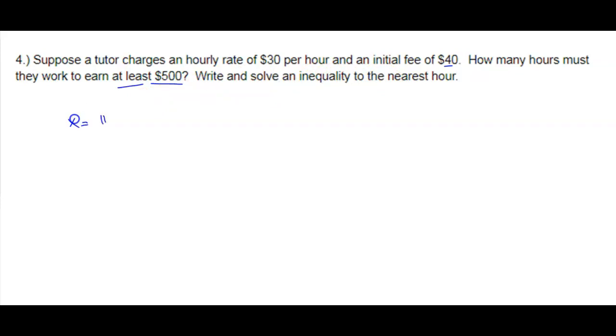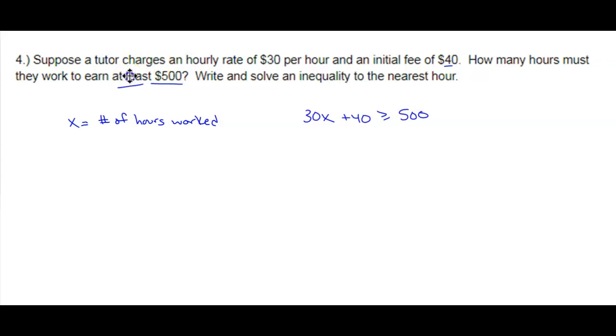So we're going to let x represent the number of hours that this person is working. And then we know that it's $30 for every one of those hours, plus they charge a fee of $40. So if they work 2 hours, we would just substitute 2 in for x. That would be 60 plus the 40, which would give me $100. But we want this number to be at least, so greater than or equal to 500.